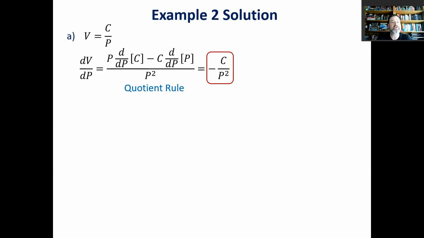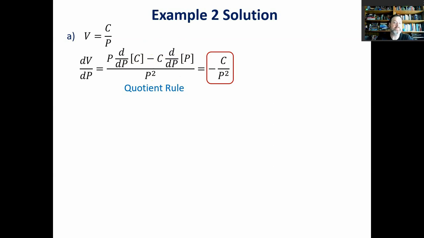So we can take the derivative of volume with respect to pressure. And of course, we use the quotient rule. And because C is a constant, this just totally goes away. This is just 1, right? The derivative of P with respect to itself is just 1. There's no chain rule. And so you get this negative. So this is 0. You get this negative. This is just 1. So you just get negative C over P squared. So that's the answer to part A.